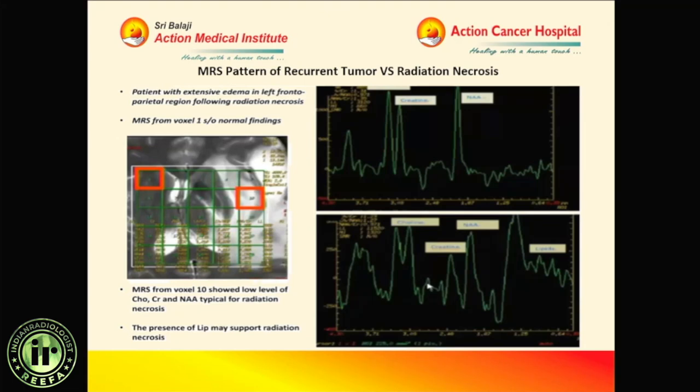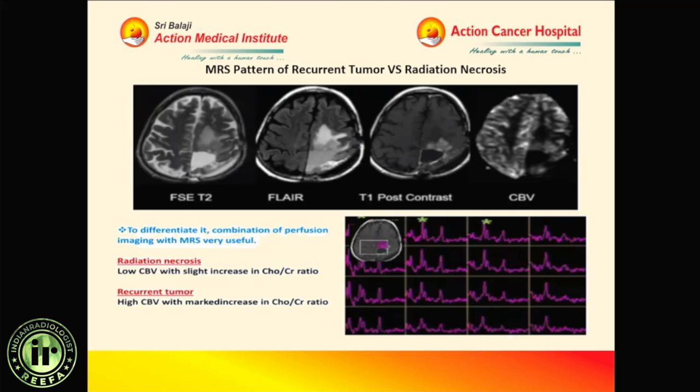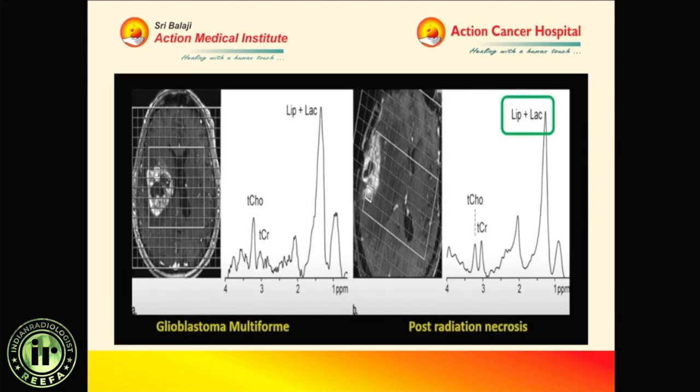So these are the two voxels that we have placed, one in the normal tissue, one in the perilesional edema that we can see. Now, in the normal tissue, we see all the peaks are maintained, and in this voxel, again, all the peaks are maintained. The only peak which is added is a lipid lactate peak. So this is most likely a radiation necrosis and not a recurrence. Again, we can do a perfusion study as well, where radiation necrosis will show low CBV, low CBF with slightly increased choline creatine ratio, whereas recurrent tumor will show a high CBV and high CBF with marked increase in choline creatine ratio.